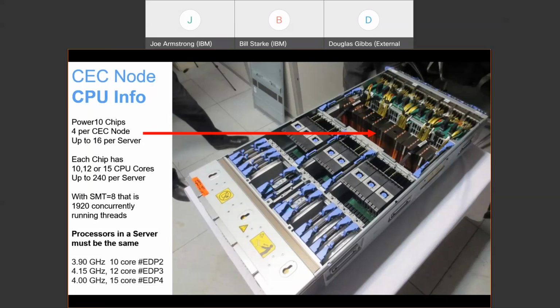One thing is in the system, all the processor chips, whether it's 10, 12, or 15 cores, have to be the same number of cores.